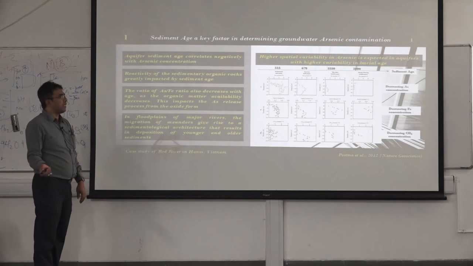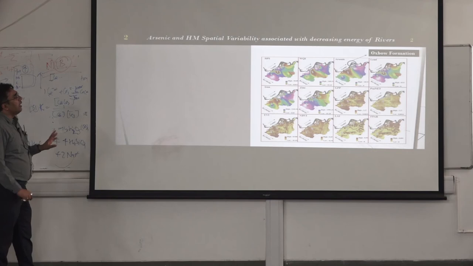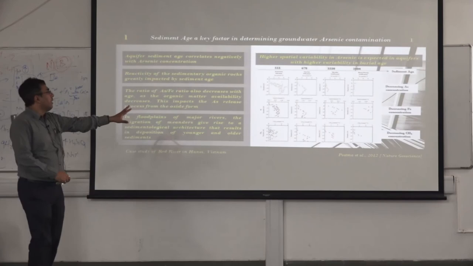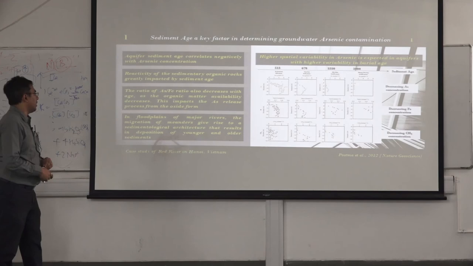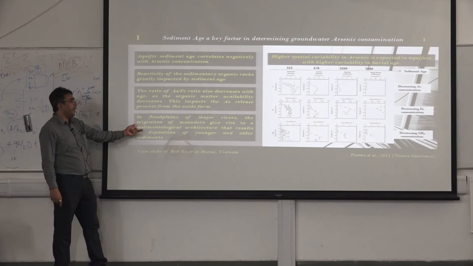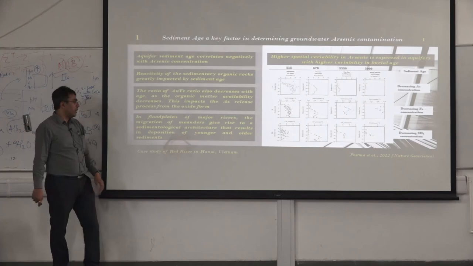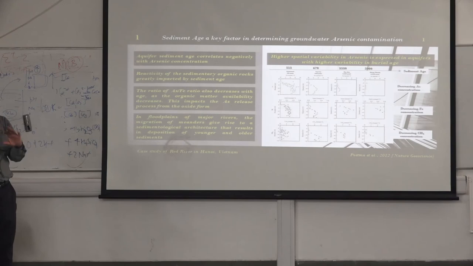So what I will say is here, and this was a study in Vietnam, where they dated the sediment, and the arsenic concentration in the recent sediment was higher than in the older one. There was the floodplain of a major river, and river migration and meandering give rise to a sedimentological architecture that results in younger sediment. So that is the correlation there.